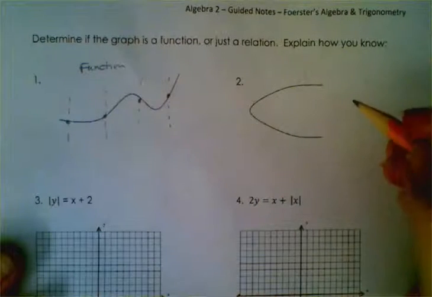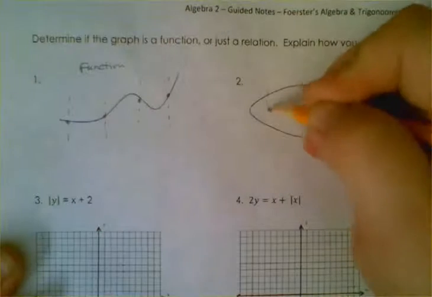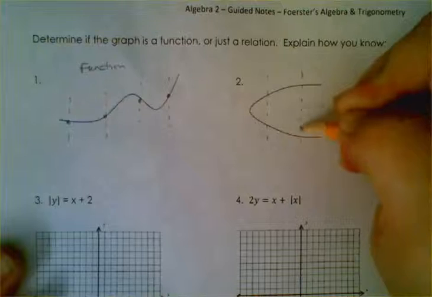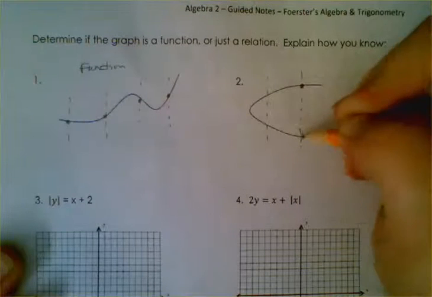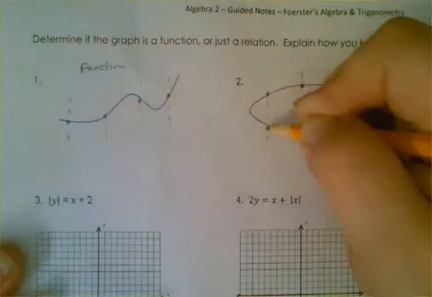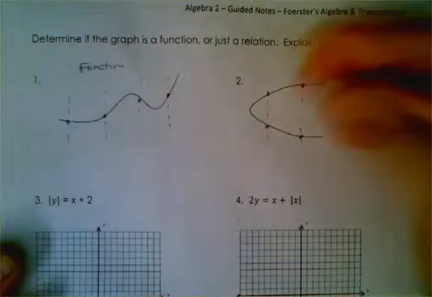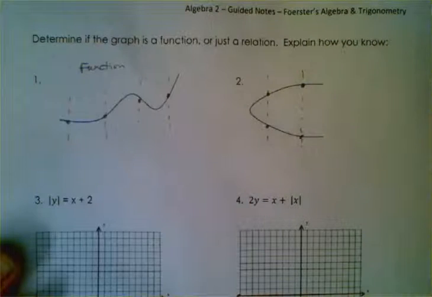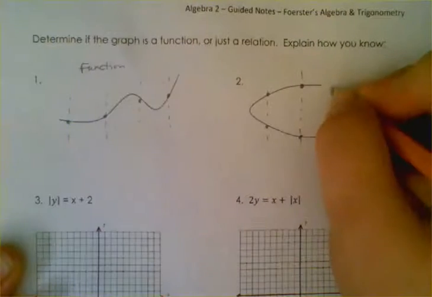If I look at number 2 though, I can put a vertical line here, I can put a vertical line here, and there's many points where if I were to put a vertical line, I'd have two y values, two output values. So this is just a relation.